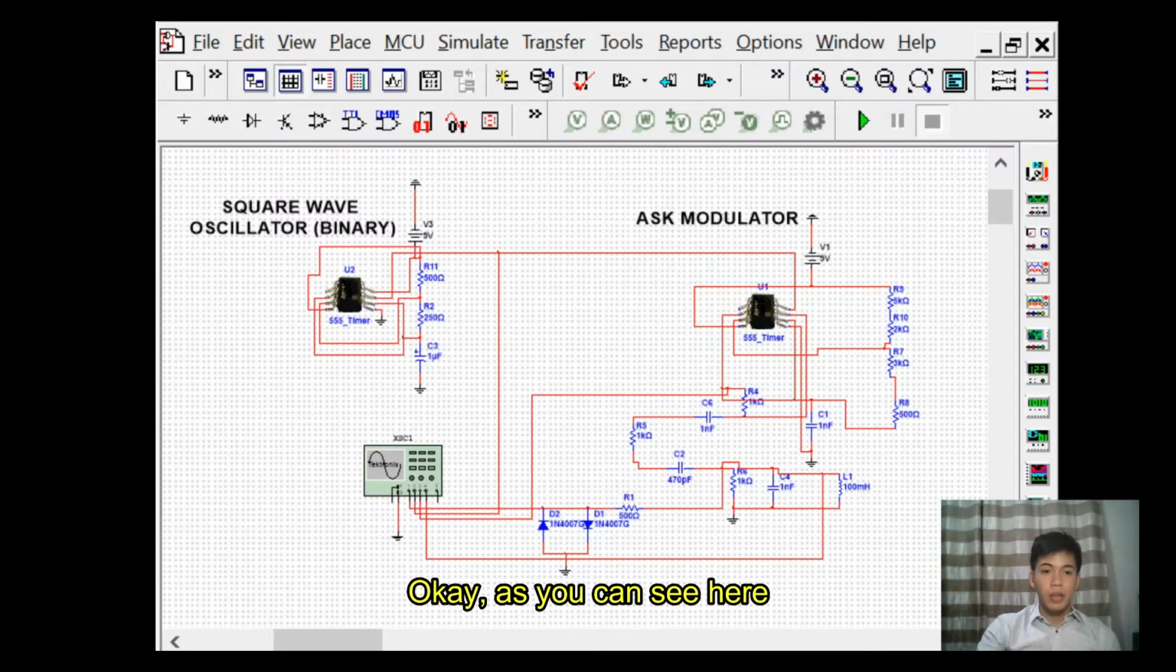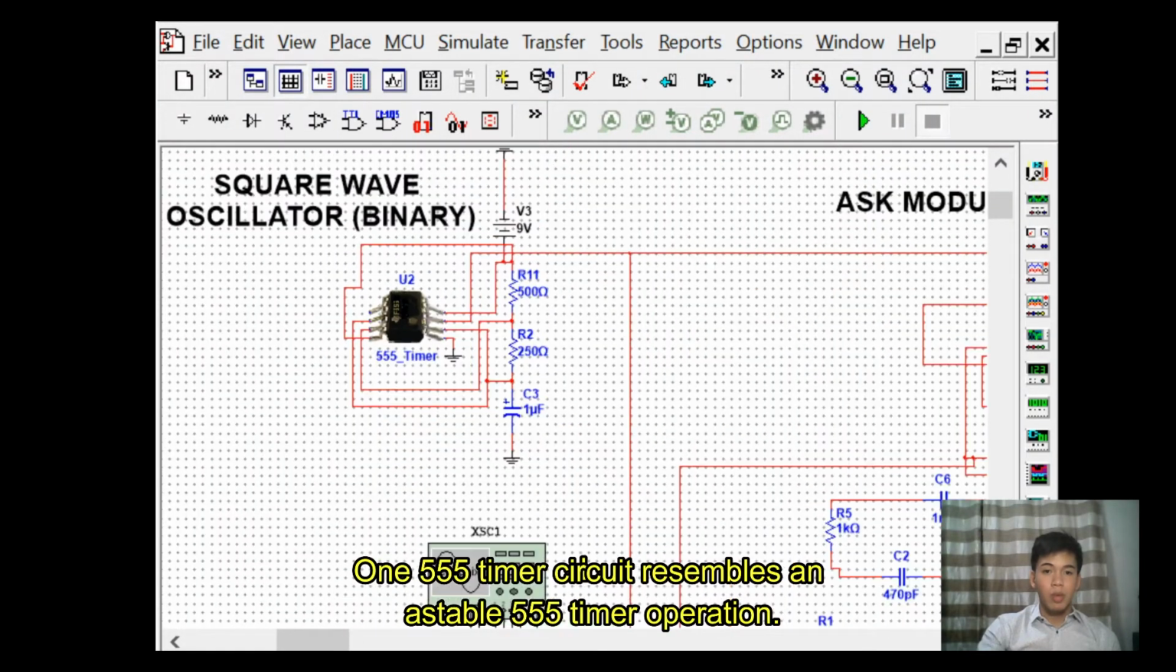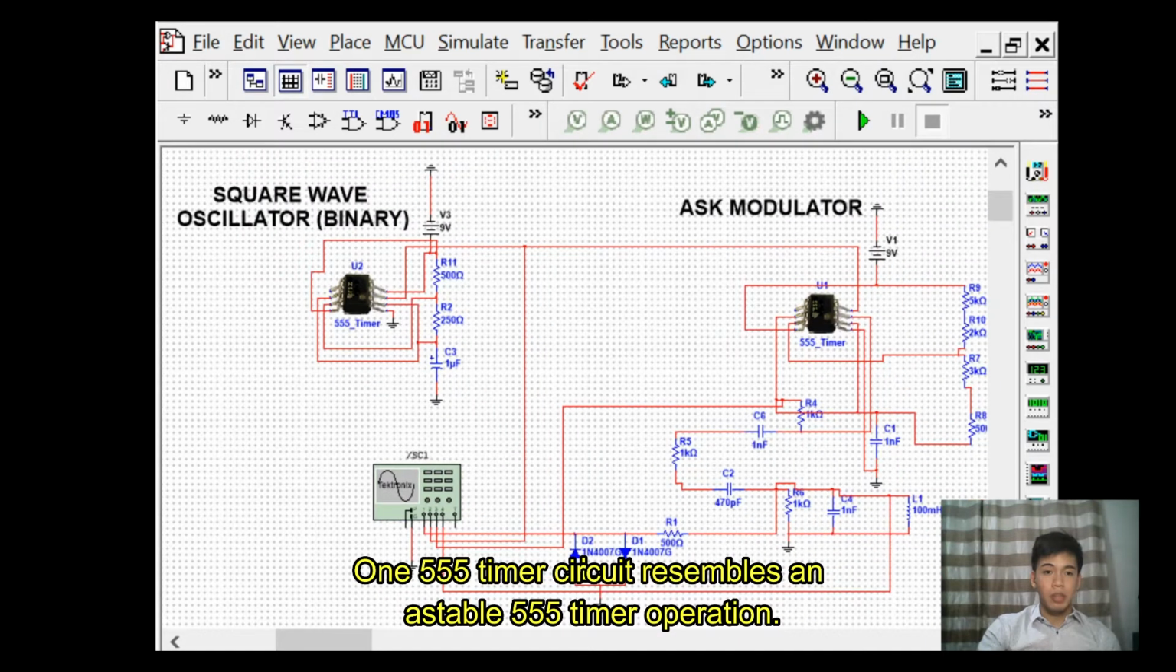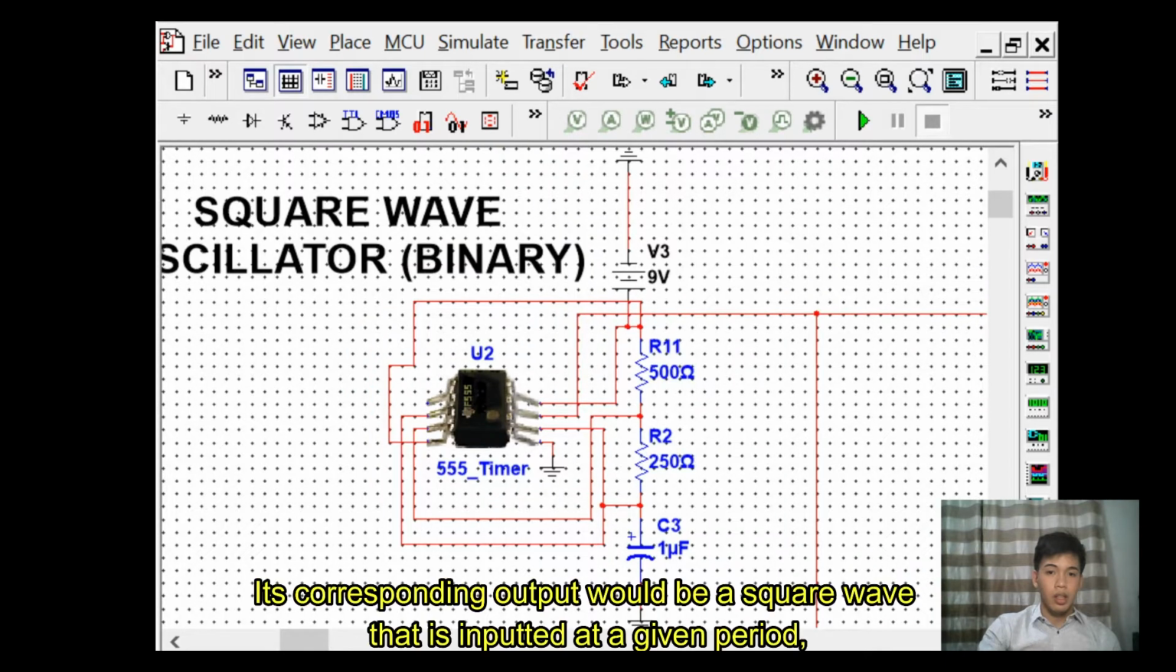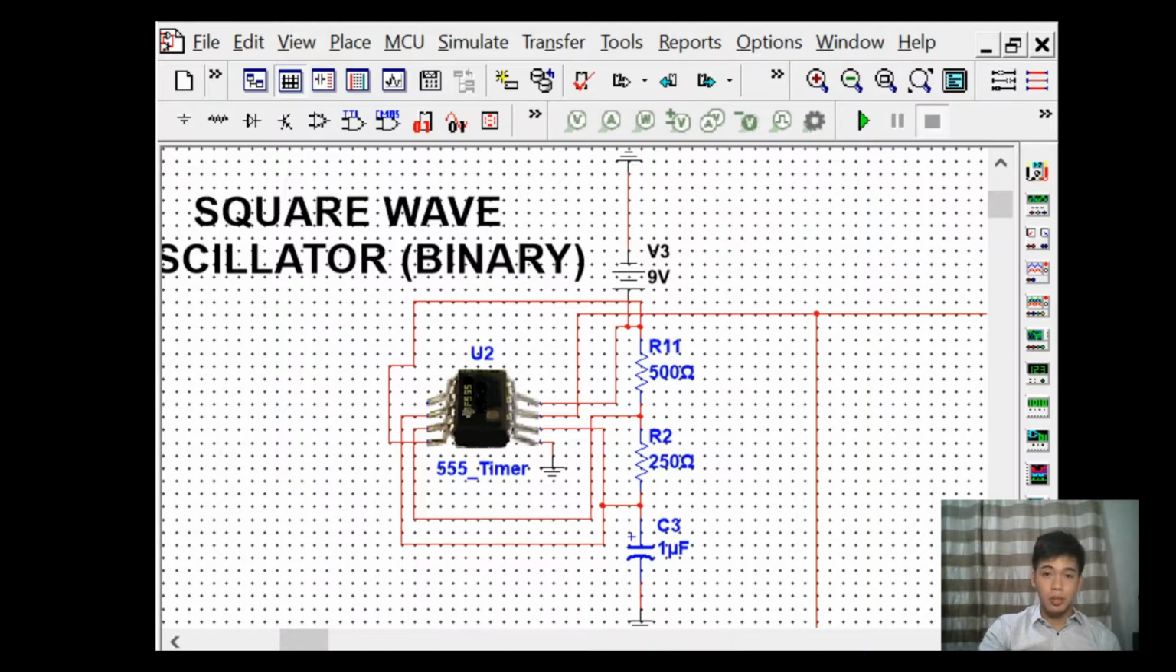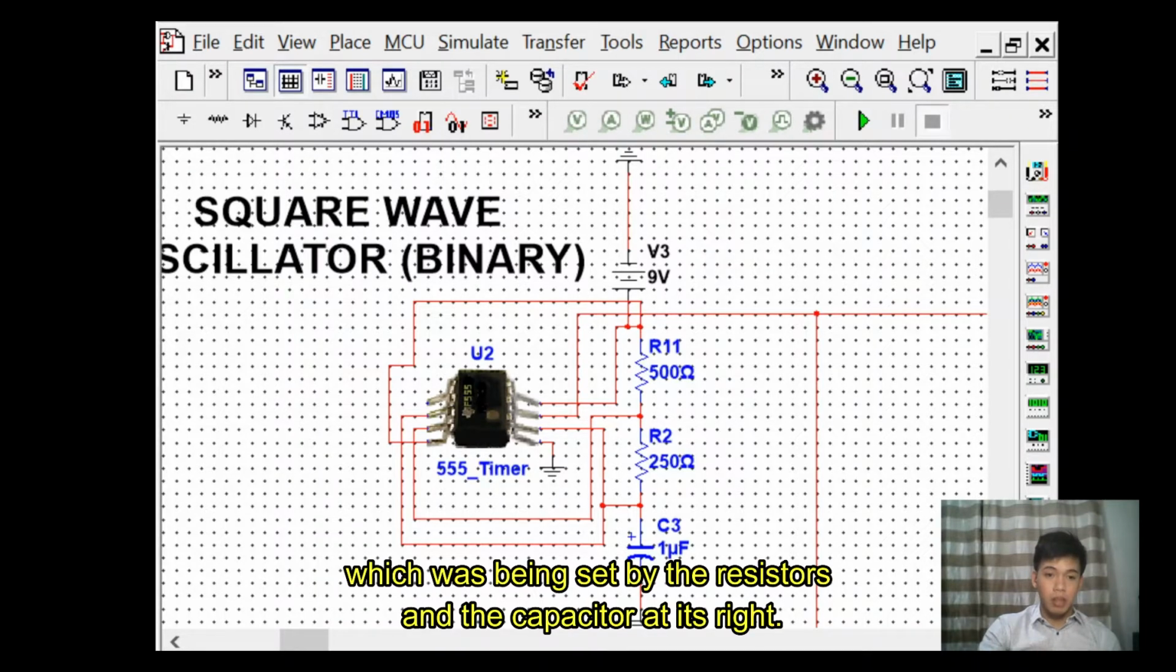As you can see here, one 555 timer circuit resembles an astable 555 timer operation. Its corresponding output would be a square wave at a given period, which is set by the resistors and the capacitor at its right.